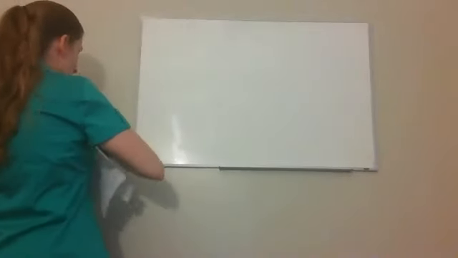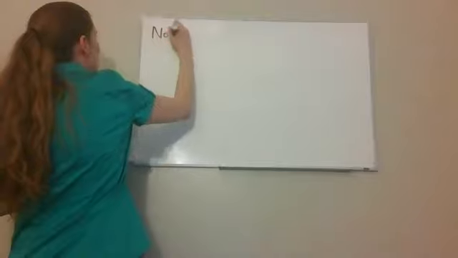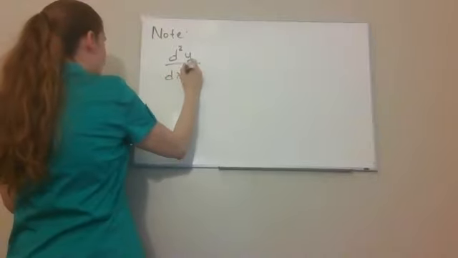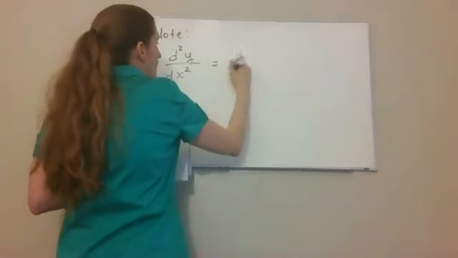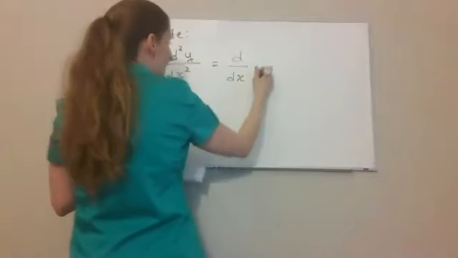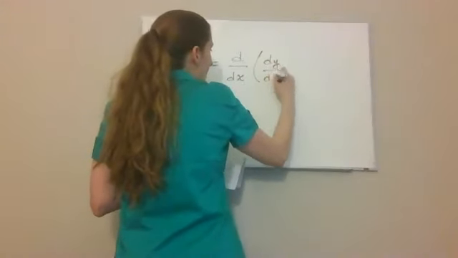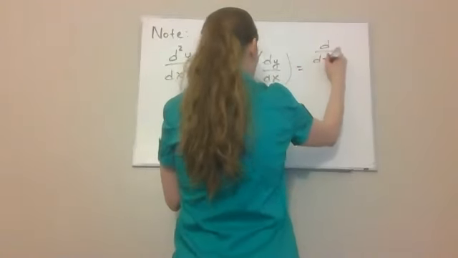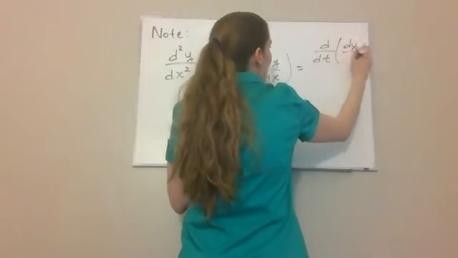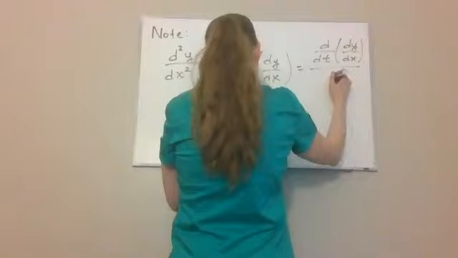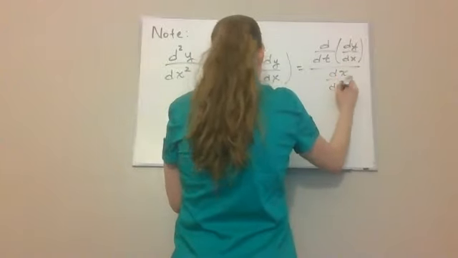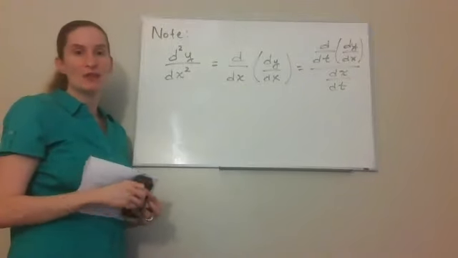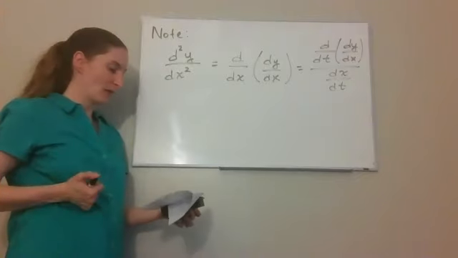We should also note that if we need to take a second derivative, the second derivative of y with respect to x is equal to the derivative with respect to x of our dy dx. And I get that by doing the derivative with respect to t of dy dx over my dx dt. We get this formula here by replacing our y with dy dx in the previous formula that we had.